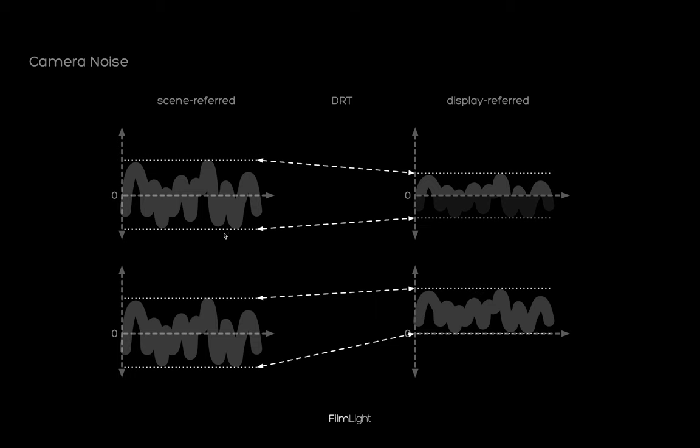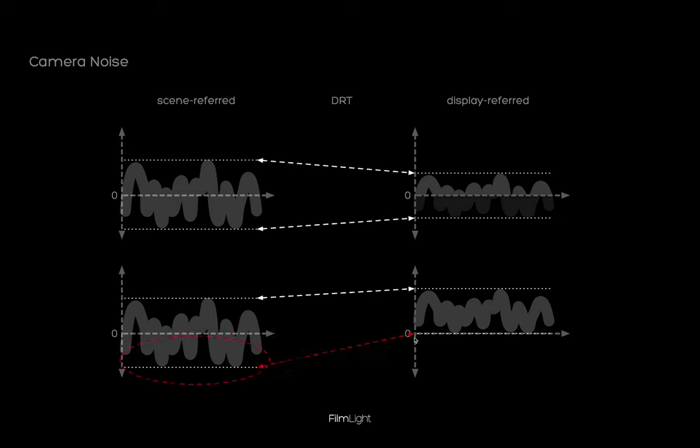We need to consider camera noise. The noise in the images from digital cameras makes the scene referred values swing below zero. The TCAM DRT maps scene referred zero to display referred zero. The result are slightly crushed blacks. One way of fixing this is mapping a negative scene referred value to display referred zero. This looks much better as a starting point, but it might cause problems during post-production.